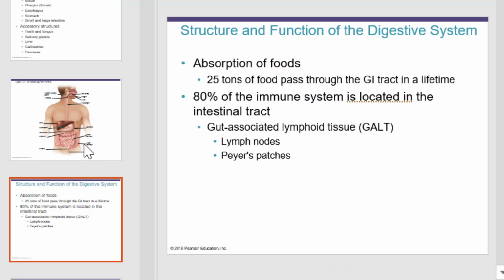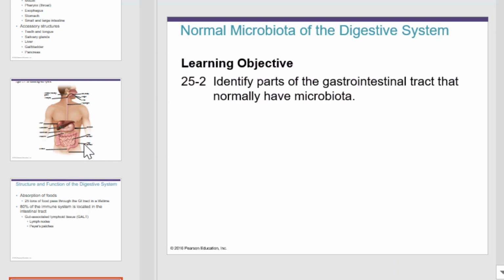What's not so obvious is the immune function associated with the digestive system. About 80% of the immune system is located in the intestinal tract in structures referred to as gut-associated lymphoid tissue, which is made up of lymph nodes and Peyer's patches.